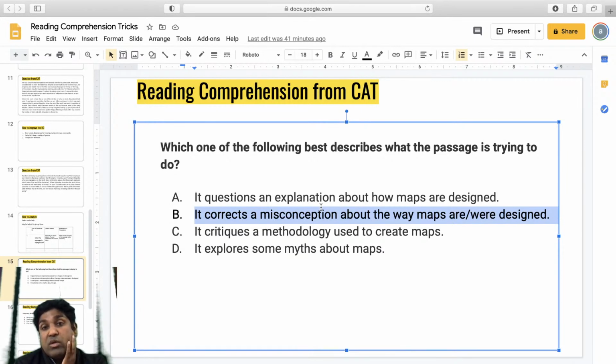Also, it tells you that giving the credit of bringing north to the directions, in the way we today perceive it on the maps, giving this credit to the Western explorers like Ferdinand Magellan, like Christopher Columbus, is also not correct. It corrects a misconception about the way maps were designed. So this is the right answer.